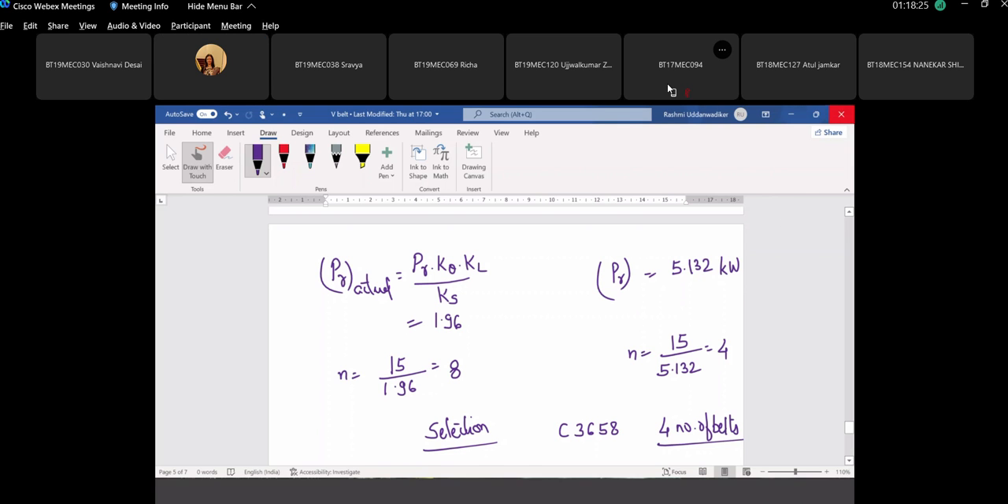We'll solve one more problem on belt drive in the next class, wherein we'll be using Shivalkar design data book, and then we'll talk about this pulley design also.